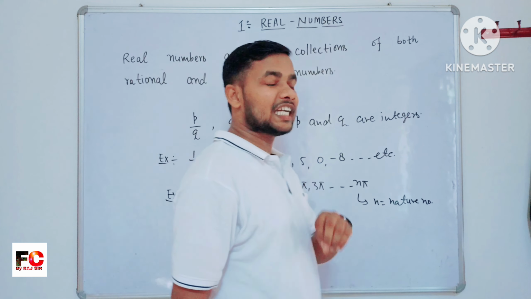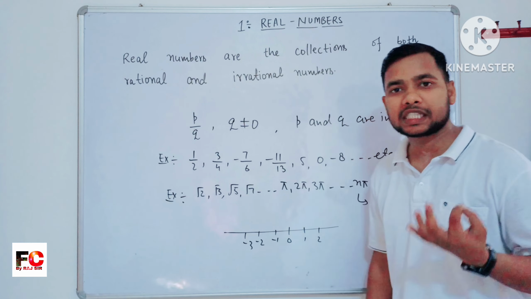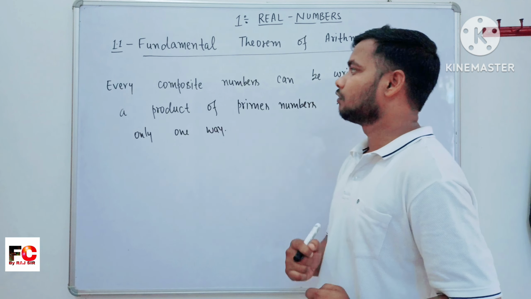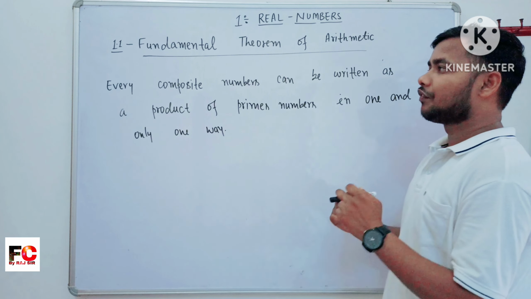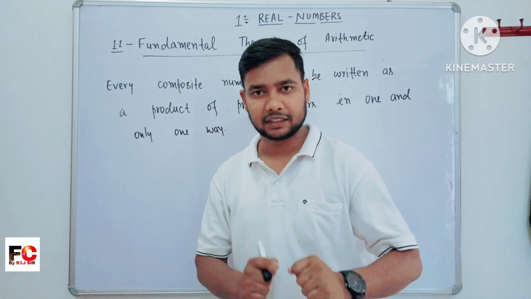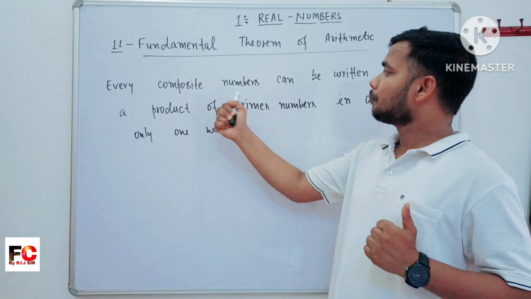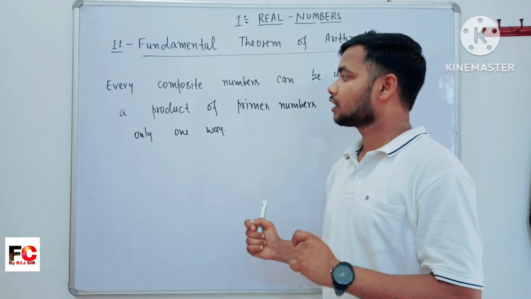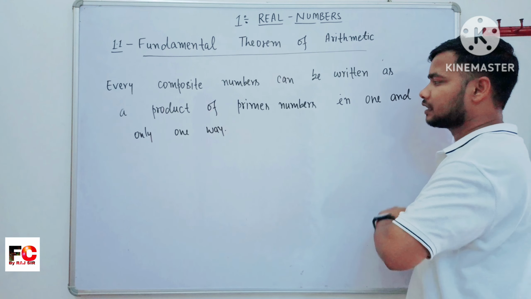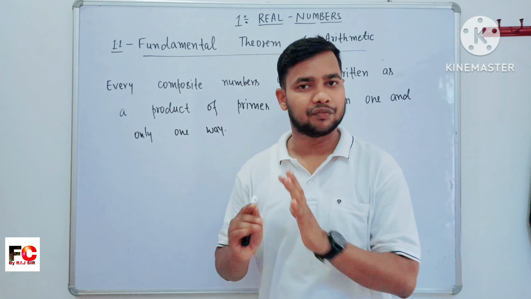Now let's move on to the next topic of this chapter. The first theorem of this chapter is the Fundamental Theorem of Arithmetic. What does this theorem say? Every composite number can be written as a product of prime numbers in one and only one way.